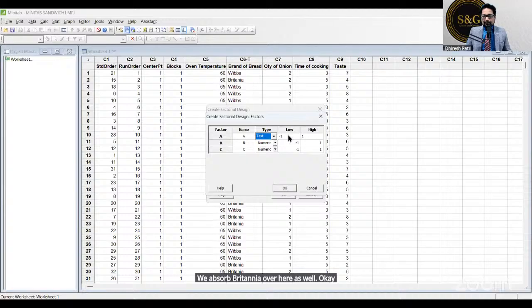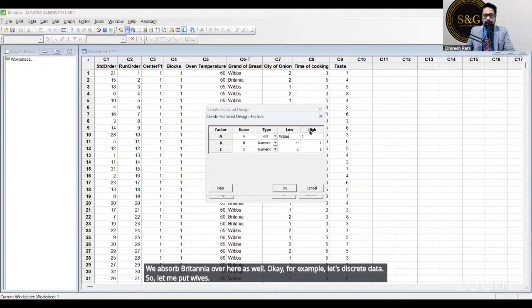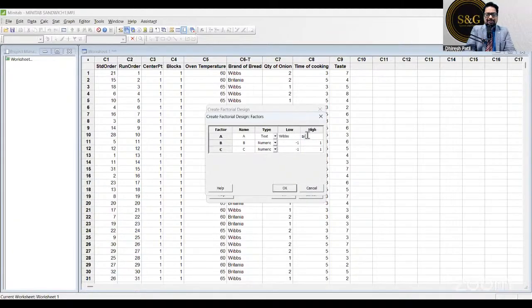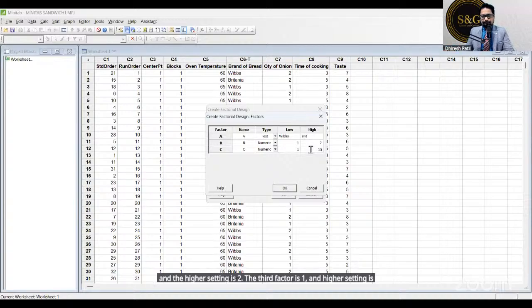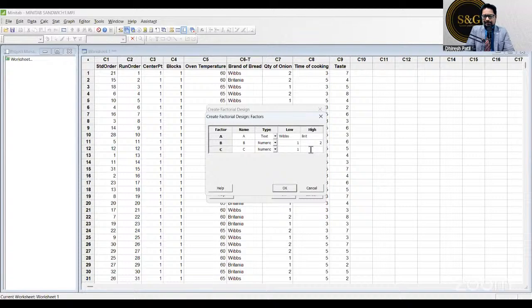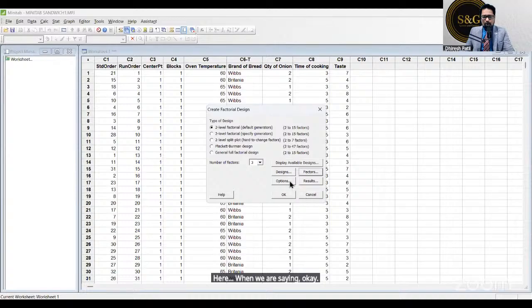For example, let's take discrete data. Let me put Vibs and Britannia, just to give this example. Then numeric, maybe this is 1 and the higher setting is 2. The third factor is 1 and higher setting is 1.5, so 2 or 3, let's say. Now understand this. When we are saying okay, go to option.